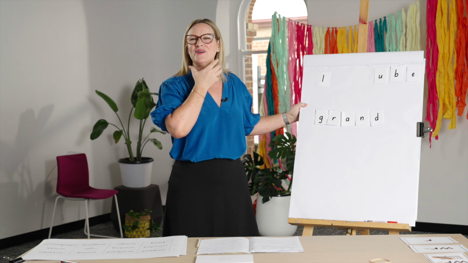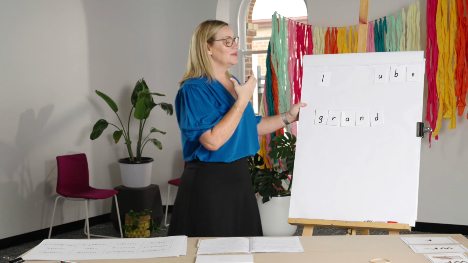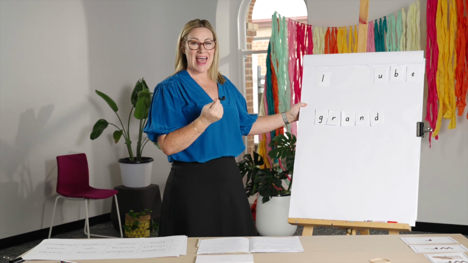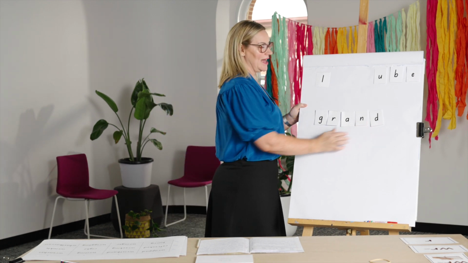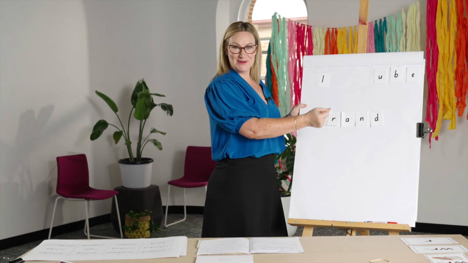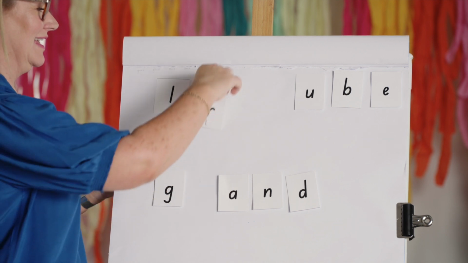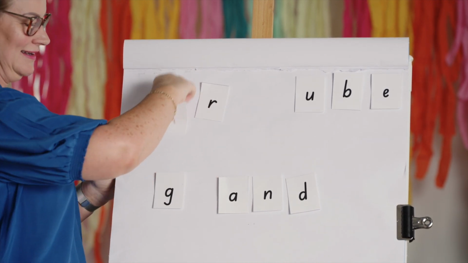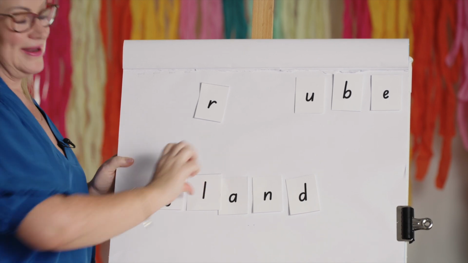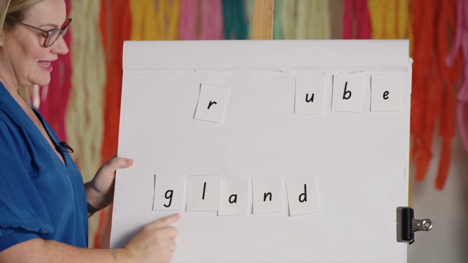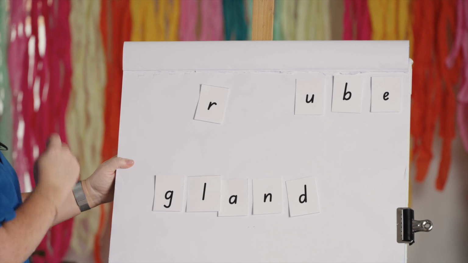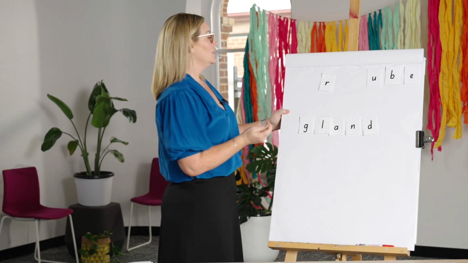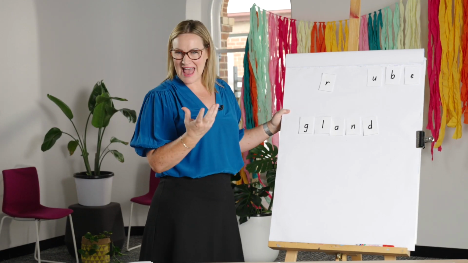Glands are things that you have, they're a body part. They're an organ. Gland. What do you need to swap out? Can you do it quickly? What do I need to put in? Blend and read the word. Gland. Okay, we're going to change gland to bland.